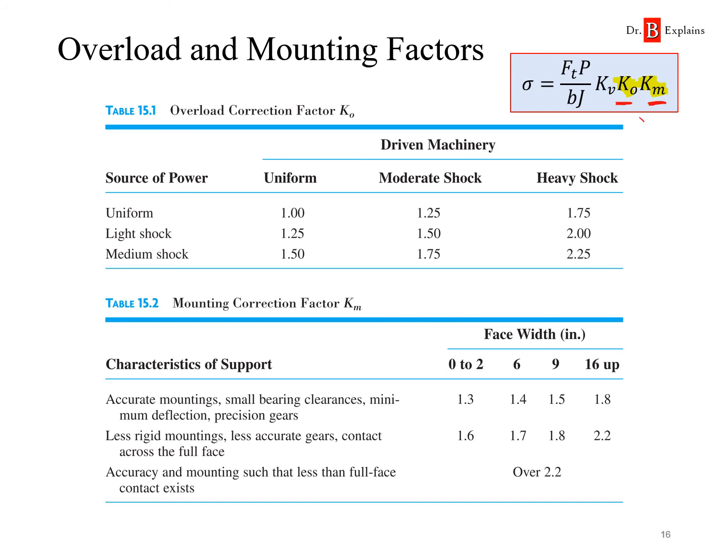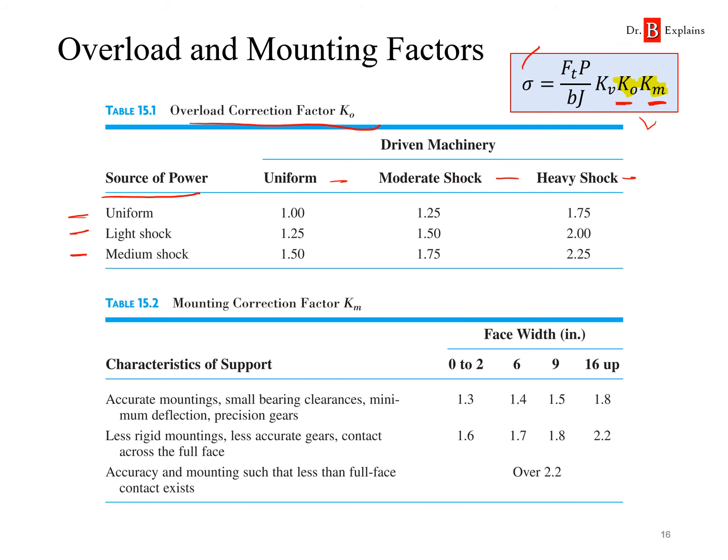We can see that these factors are multiplying or magnifying the stress, right? So these factors are going to be greater than 1. The higher the number, the higher the stress that the gear tooth is going to be under. So first let's start with the overload correction factor. This is looking at the source of power, if it's uniform, light shock, or medium shock, and then what is being driven, if it's uniform, moderate shock, or heavy shock.